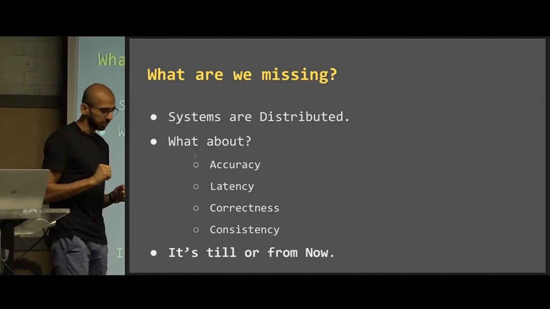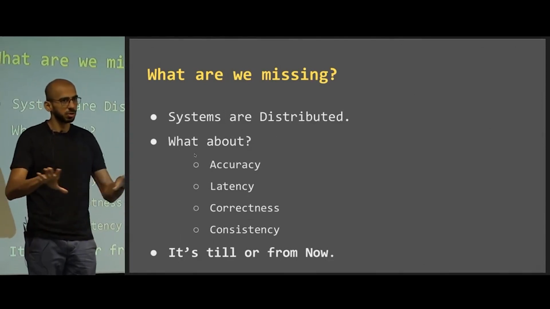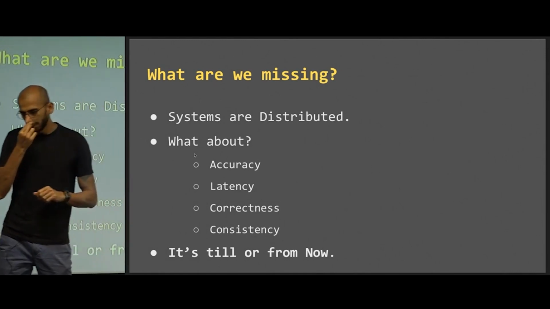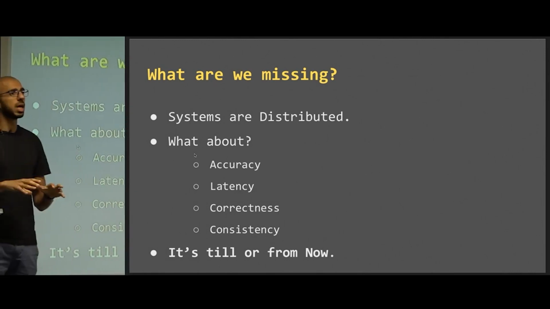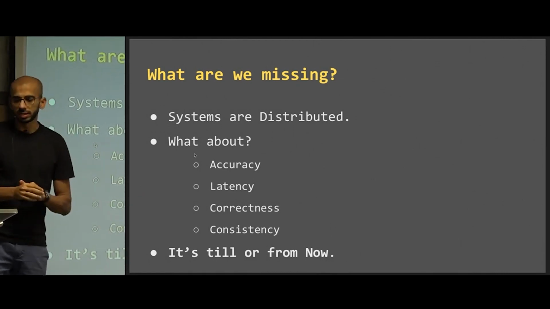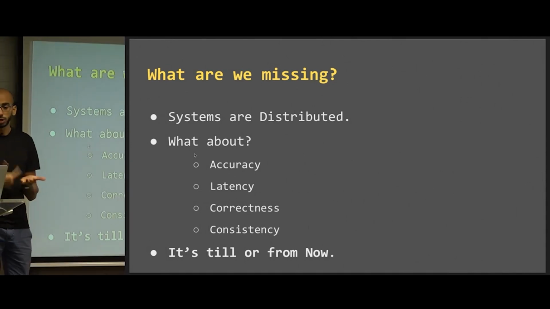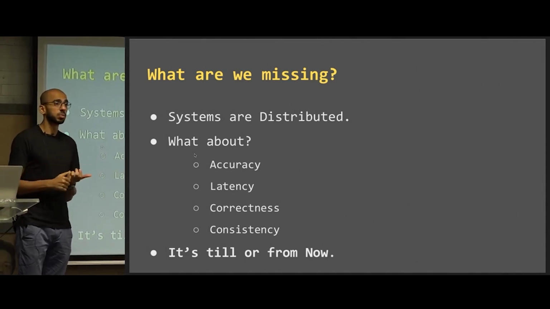What are we missing here? What we are missing is that systems are actually distributed in nature as we are growing. No longer is a server going to run on one single machine. And failures are far beyond what we see as, okay, RAM failure, CPU failure, etc. What about accuracy? What about latency? What about correctness? What about consistency? These are the problems that we usually do not look at in a system.